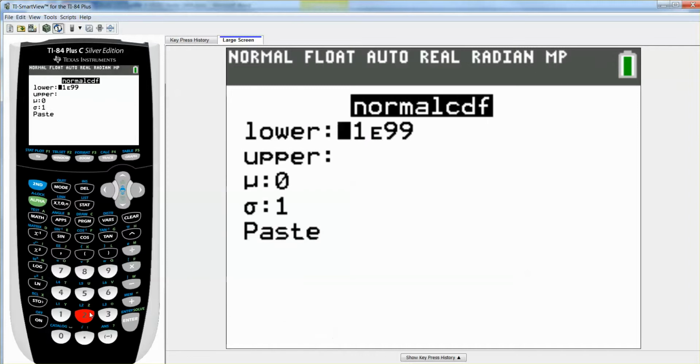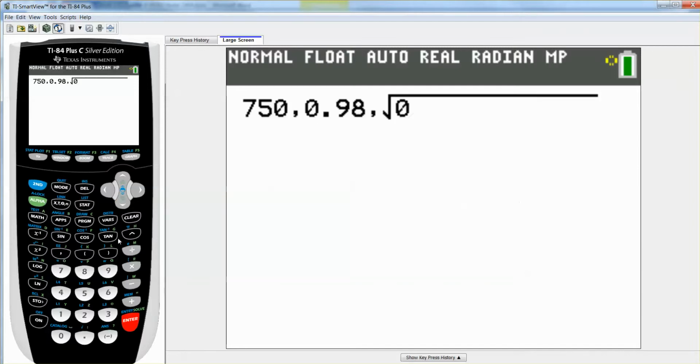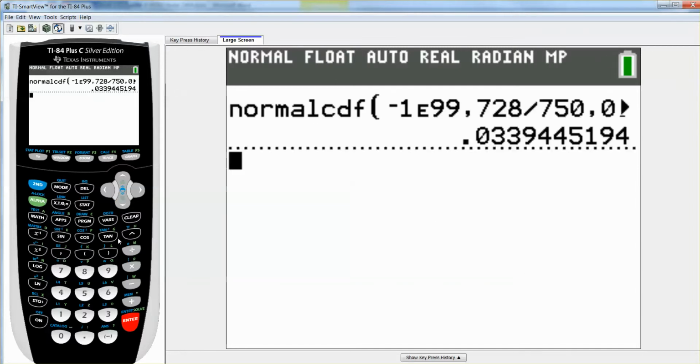Distribution, I want number 2, normal CDF, from -1E99 all the way up to, and I want to type 728 divided by 750. I mean, why bother with a rounded decimal when you can have the calculator figure everything out for you? Then I'm going to use the square root, 0.98 times, and again, you could either use 1 minus 0.98, close your parentheses, or you can just type 0.02, and then you would divide by 750 for both of them. I think it's just a little bit easier to do this way, but if you want the parentheses 1 minus 0.98, knock yourself out, right? You'll be fine. And you get 0.0339.